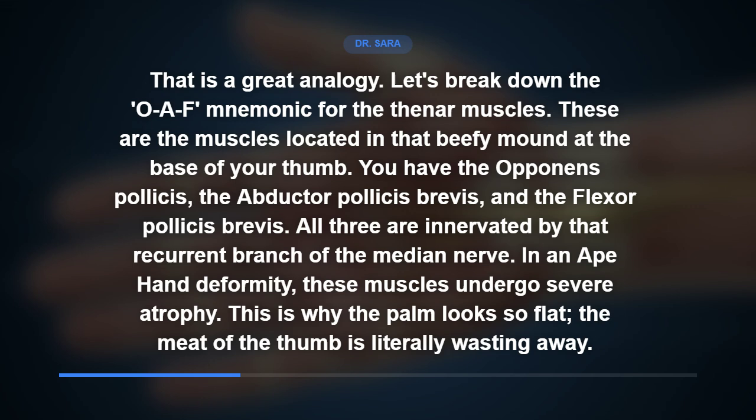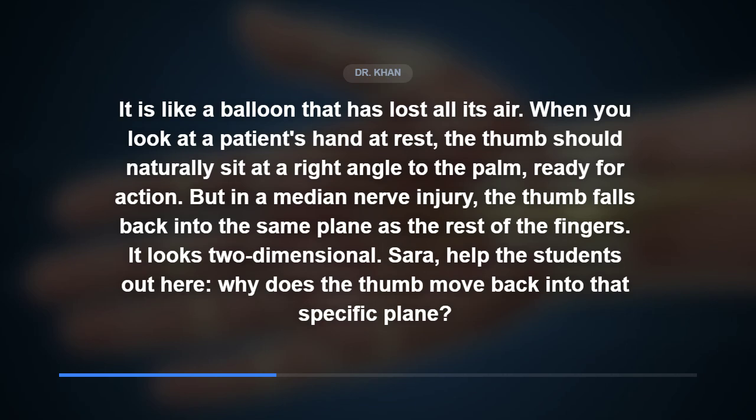Let's break down the OAF mnemonic for the thenar muscles. These are the muscles located in that beefy mound at the base of your thumb. You have the opponens pollicis, the abductor pollicis brevis, and the flexor pollicis brevis. All three are innervated by that recurrent branch of the median nerve. In an ape hand deformity, these muscles undergo severe atrophy. This is why the palm looks so flat. The meat of the thumb is literally wasting away. It's like a balloon that has lost all its air.